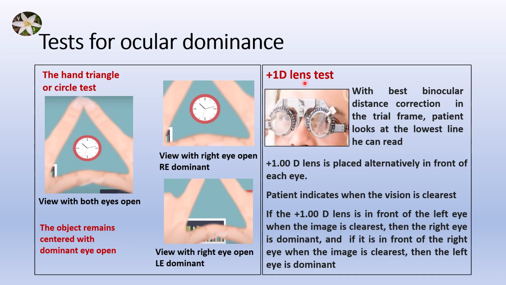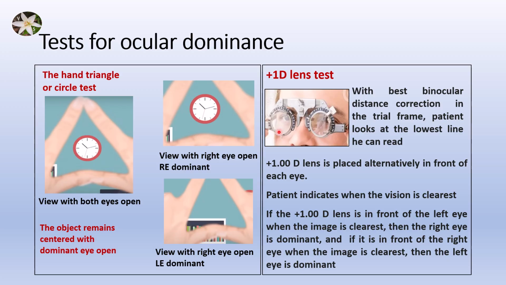Now, with the +1 diopter lens test, with best binocular distance correction in the trial frame, the patient looks at the lowest line he can read. This is the best correction in the trial frame, and then you put a +1 diopter lens alternately in front of each eye, and the patient indicates when the vision is clearest. If the +1 diopter lens is placed in front of the left eye when the patient reports the vision being clearest, that means that the right eye is dominant.